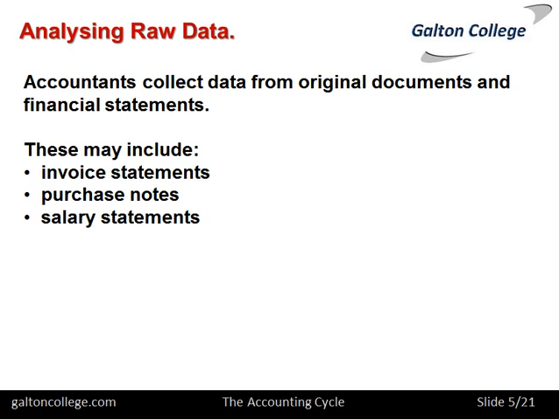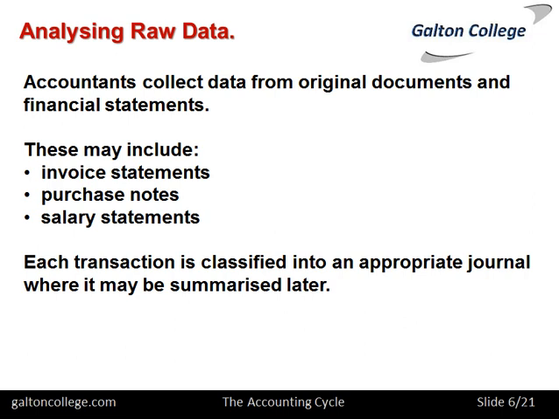So the original documents may include invoice statements, as I said, purchase notes, salary statements, and others. But these are just some for illustration. Now each transaction is classified into an appropriate journal where it may be summarized. So having collected the information, it goes into an appropriate journal.